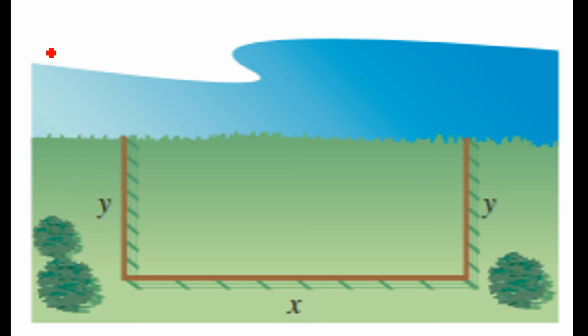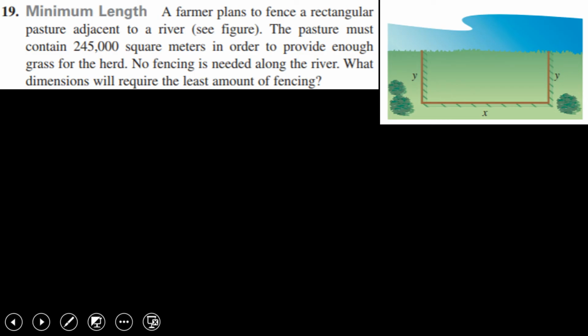The problem is a farmer wants to make this rectangular pasture. He wants it to contain 245,000 square meters in order to provide enough grass. We don't need any fencing along the river. What dimensions can he use that will require the least amount of fencing? What's the least amount of fence he would need to use to cover this?